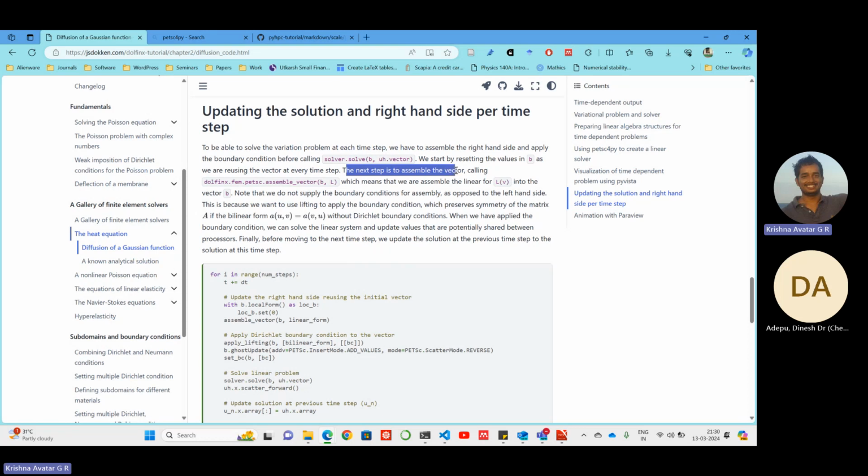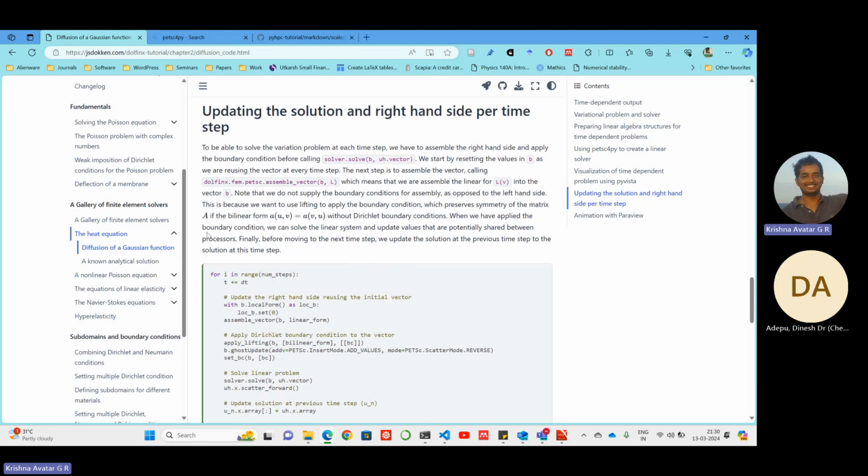The next step is to assemble the vector by calling dolfinx.fem.petsc.assemble_vector with b comma L. L is the linear form, which means that we are assembling the linear form L(v) into the vector B. Note that we do not supply the boundary conditions for assembly, as opposed to the left hand side. This is because we want to use lifting to apply the boundary conditions, which preserves symmetry of the matrix A if the bilinear form a(u,v) is equal to a(v,u) without Dirichlet boundary conditions.